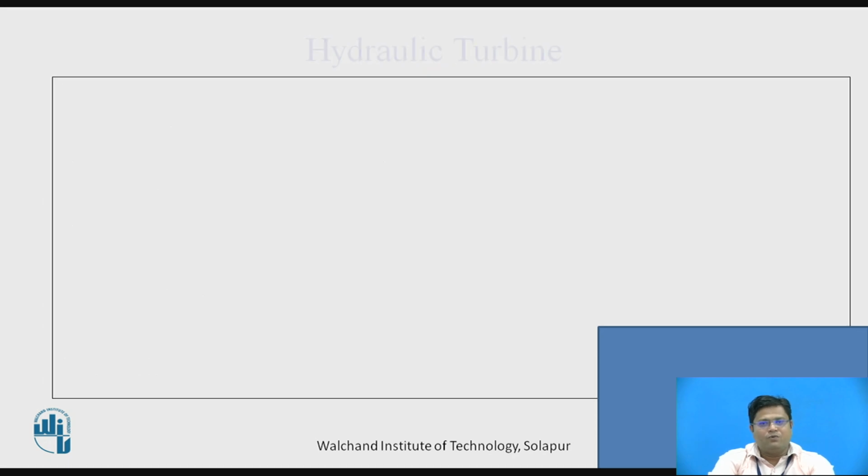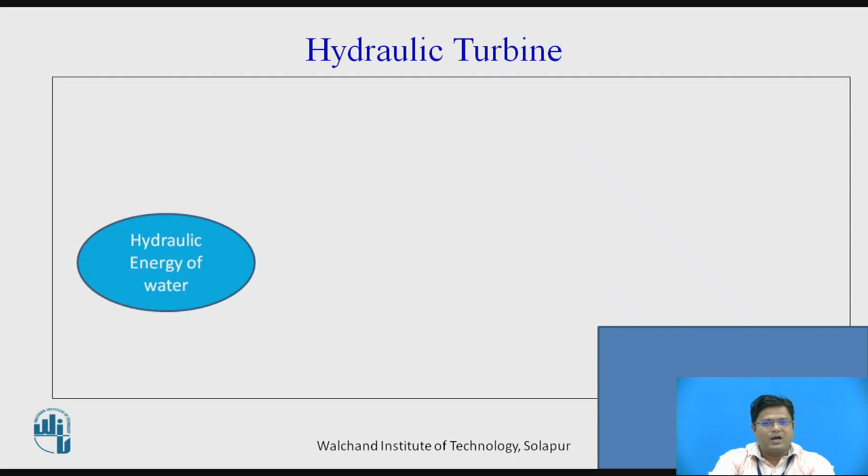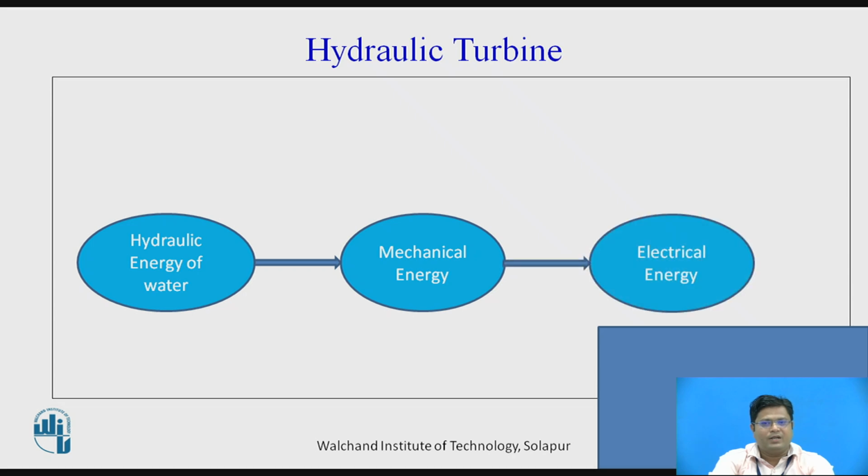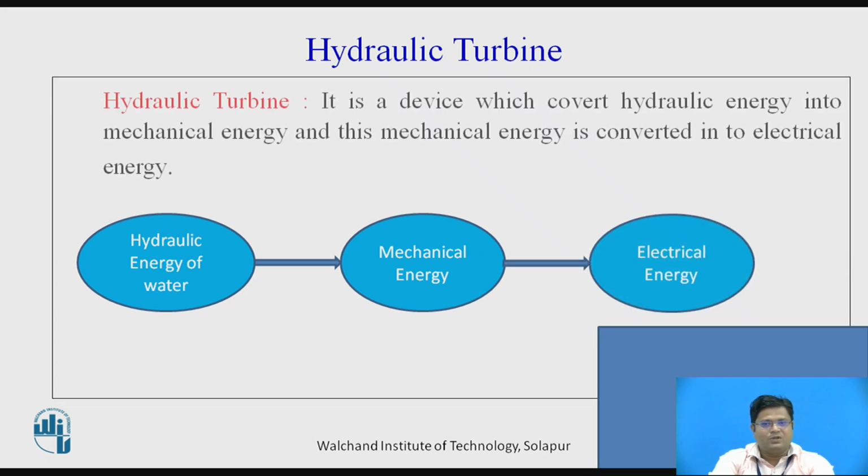Now I will tell you what is a hydraulic turbine. So hydraulic turbine is a hydraulic machine which converts hydraulic energy of water into mechanical energy, and this mechanical energy is further converted into electrical energy. So the definition of hydraulic turbine is that it is a device which converts hydraulic energy into mechanical energy, and this mechanical energy is converted into electrical energy with the help of generators.